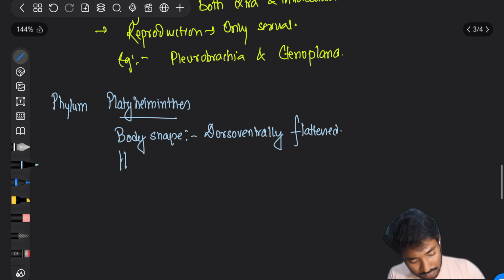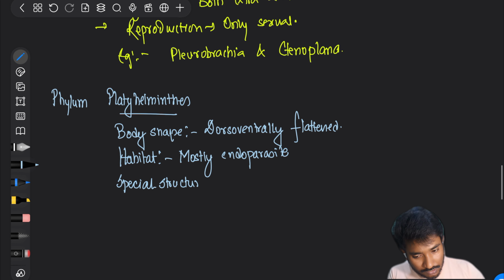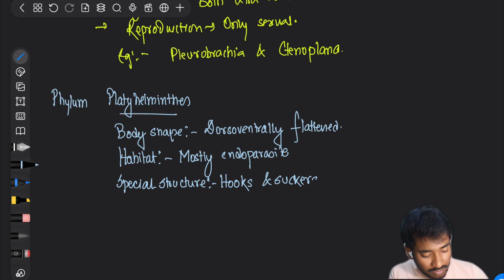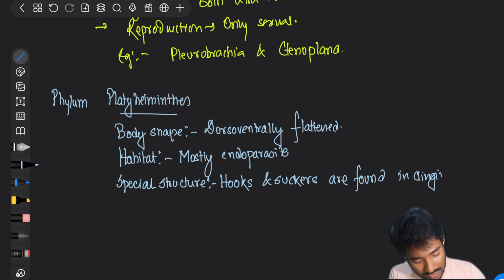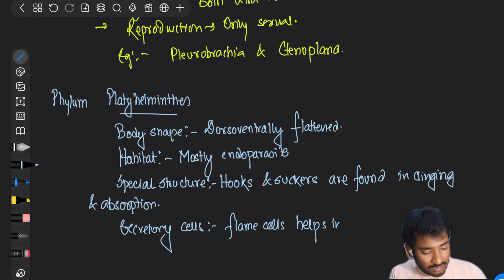Habitat: mostly endoparasites. Special structure: hooks and suckers are found, helping in clinging and absorption. Excretory cells: flame cells help in osmoregulation.